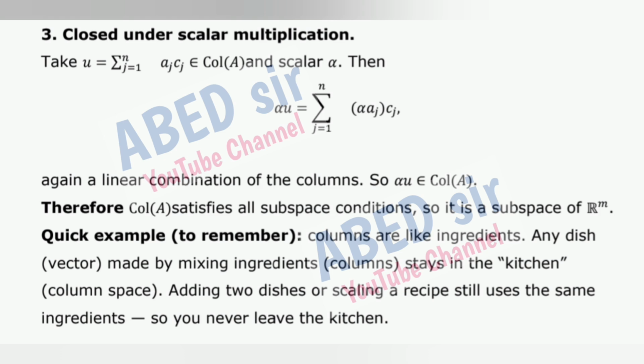Quick example to remember: columns are like ingredients. Any dish, a vector, made by mixing ingredients, the columns, stays in the kitchen, the column space. Adding two dishes or scaling a recipe still uses the same ingredients, so you never leave the kitchen.